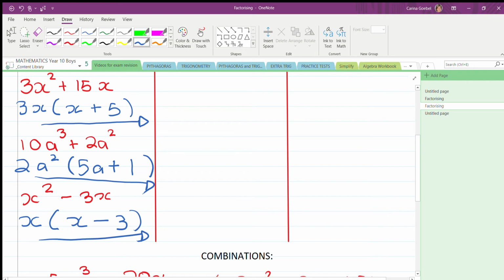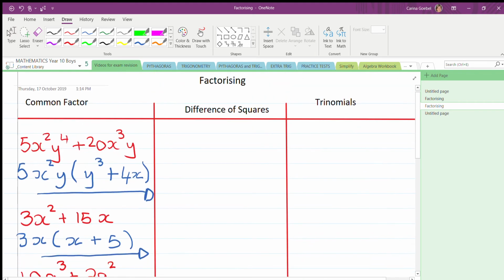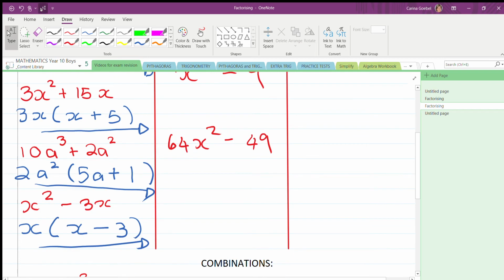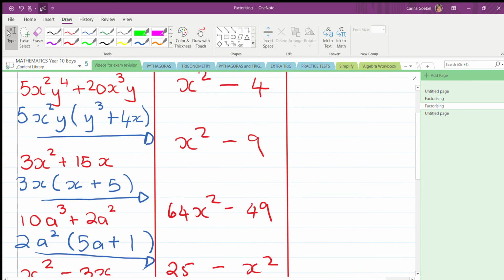Okay, let's look at difference of squares. So difference of squares looks like this. You have perfect square separated by a minus sign because x squared is x times x. 4 is 2 times 2. X squared minus 9. We could do 64 x squared minus 49. Do one last one. 25 minus x squared. Okay, so let's see, how do we do these?